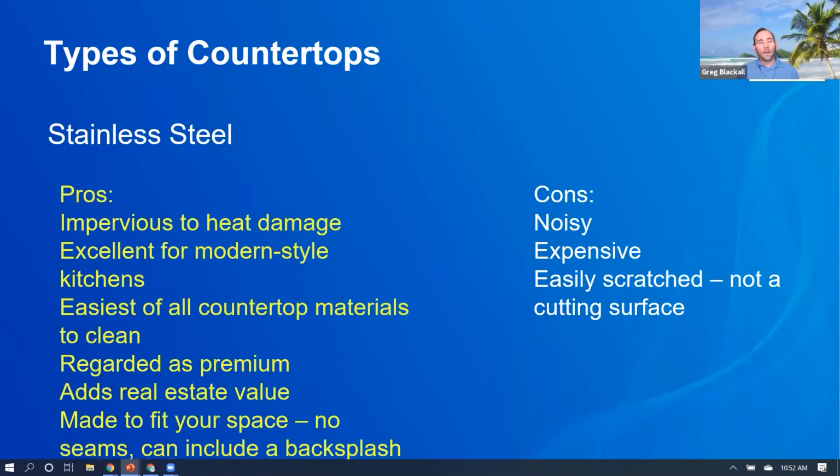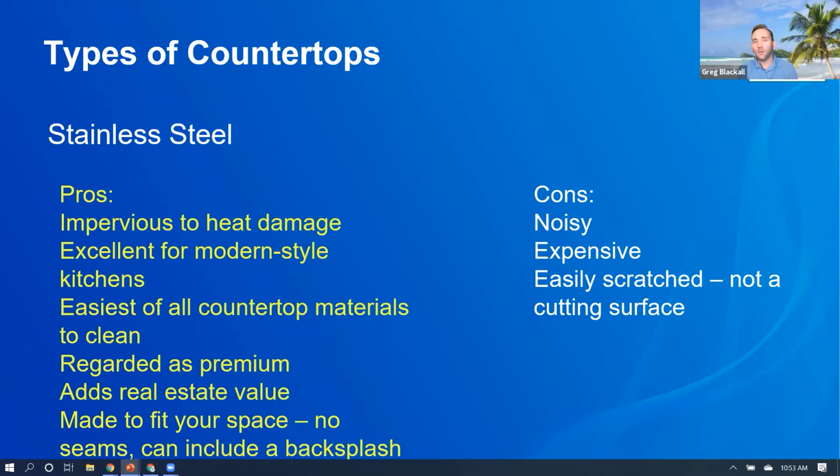And then stainless steel. So stainless steel is impervious to heat damage. It's excellent for modern style kitchens. It's the easiest of all countertop materials to clean. It is regarded as premium. It adds real estate value. It can be made to fit your space so you have no seams, and it can include your backsplash. So when you think about some of the highest end kitchens in restaurants throughout the world, they all use stainless steel countertops, and it's for a reason.